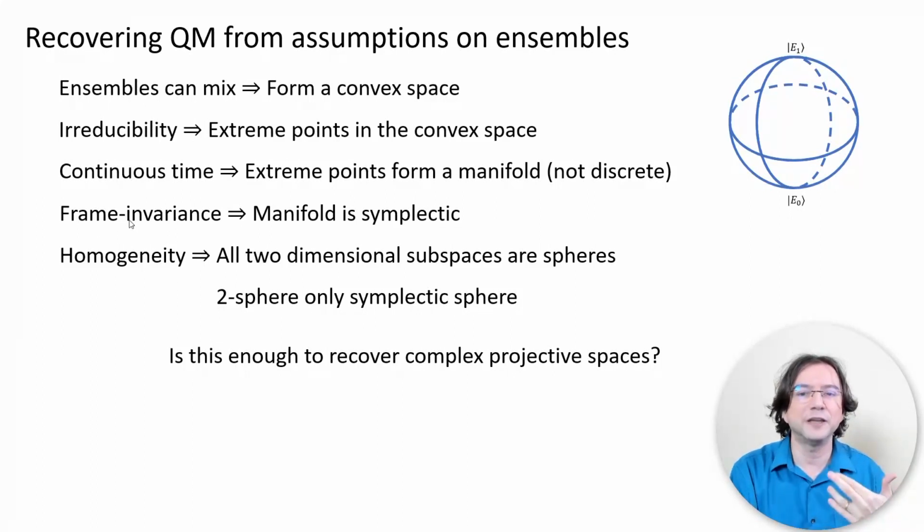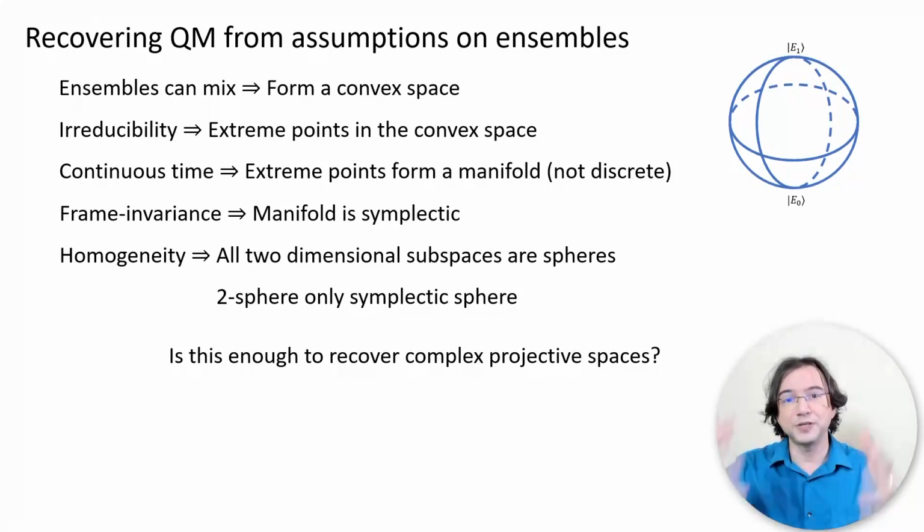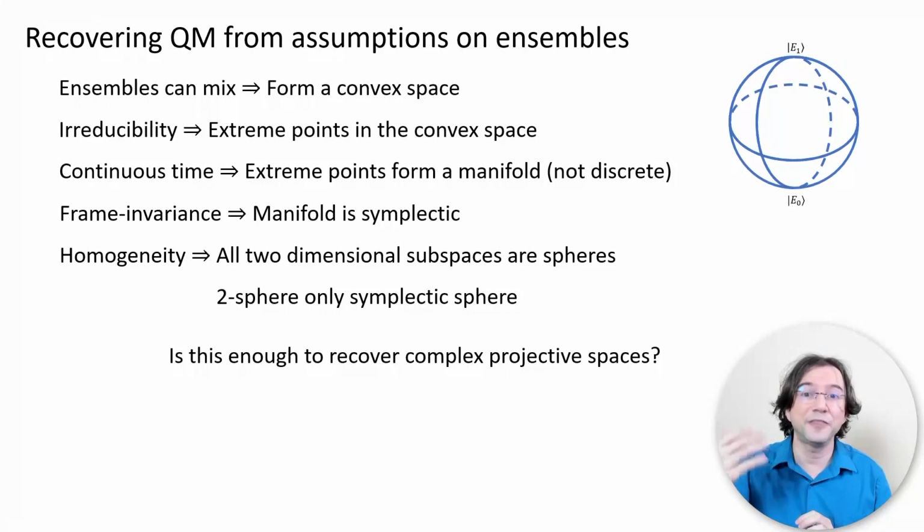The manifold has to be frame invariant, so that we should be able to define entropy distributions and so on in a frame invariant way. This tells us that the manifold is symplectic, with the same idea that we saw for classical mechanics. Then we are going to have an assumption of homogeneity, because all these states should be states of the same quantum system. So, for example, all two-dimensional subspaces are going to be of the same shape, and what we would find is that they have to be spheres because of the assumptions before, and because of frame invariance, the only sphere that is a symplectic sphere is the two-sphere. So you're basically recovering the Bloch sphere for every two-dimensional space, and the idea is that this might be enough to recover complex projective spaces.